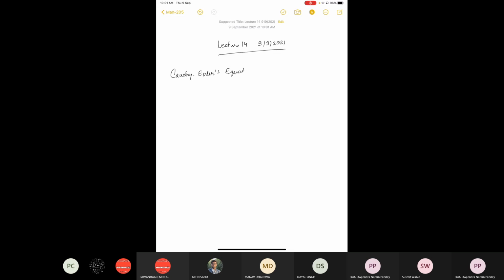So in last class, we were discussing the Cauchy-Euler equation. In fact, it is an equation which can be solved along similar lines to solving a constant coefficient differential equation. So here, the equation is something like x square d2y by dx square plus alpha x dy by dx plus beta y equal to 0 here.